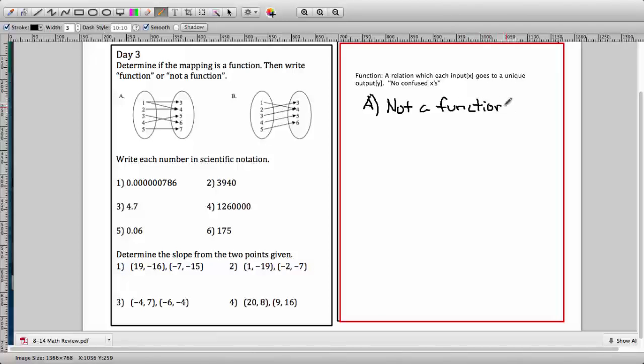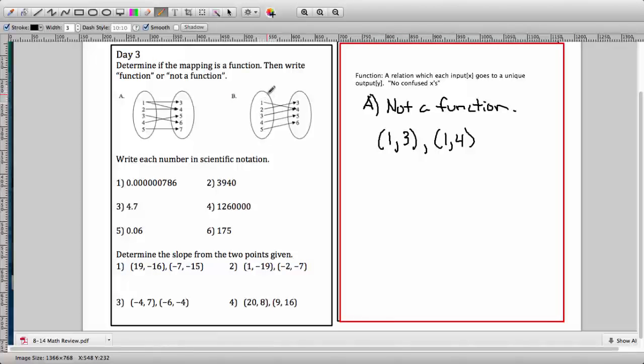It is not a function because 1 is pairing with 3 and 1 is pairing with 4. You can see that 1 has two different assignments. 1 is confused, we might say. Therefore, this relation is not a function.